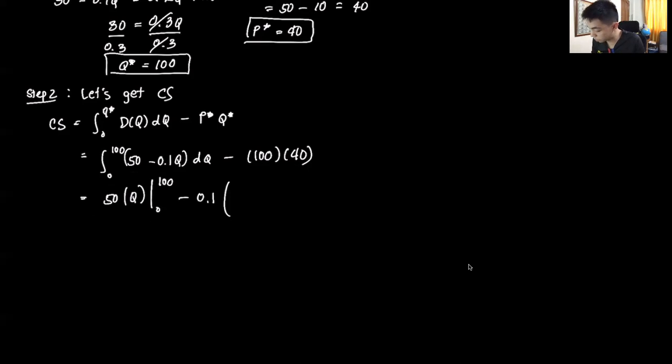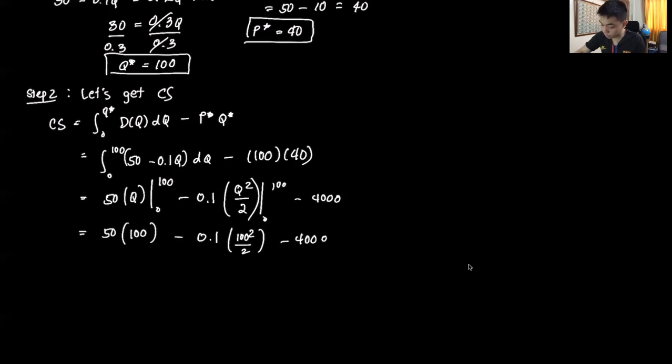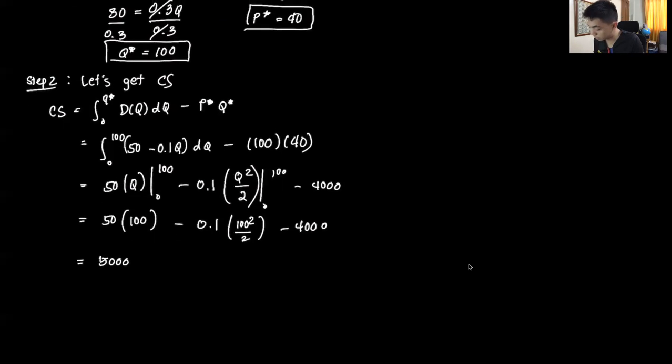If we integrate Q with respect to Q, this is Q squared all over 2, and we integrate this from 0 to 100, minus 4,000. We're going to be left with 50 times 100, and we don't have a lower limit because that's 0, so that will just cancel out. Minus 0.1 times 100 squared over 2, and again, the lower limit will just cancel out. Minus 4,000. We're essentially going to be left with 5,000 minus 4,000, that's this 4,000. Then if you solve this one, it should be equal to 500. So this is 5,000 minus 4,500. Our consumer surplus is just 500. That's what we have there.